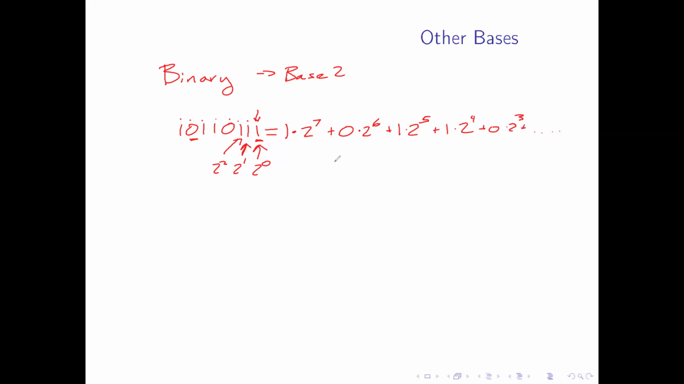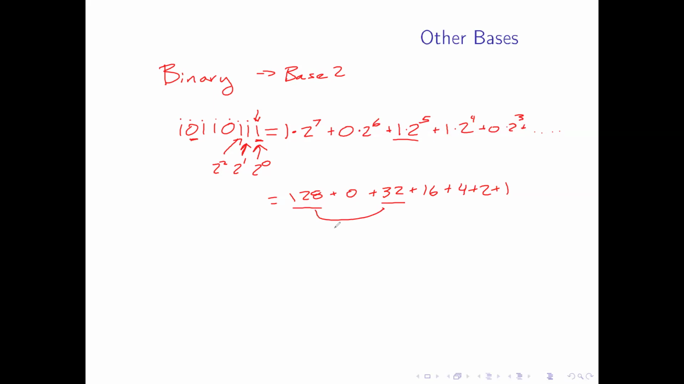And then we just have to calculate all these values, which would be 128 plus 0 plus 2 to the 5th is 32 plus 16 plus, skip the one that's for 8. And then I have a 4 plus a 2 plus a 1. And now I just need to add these together.